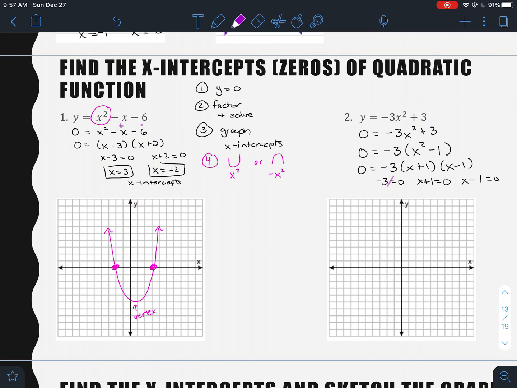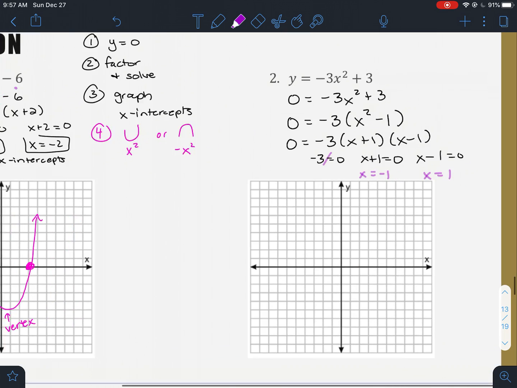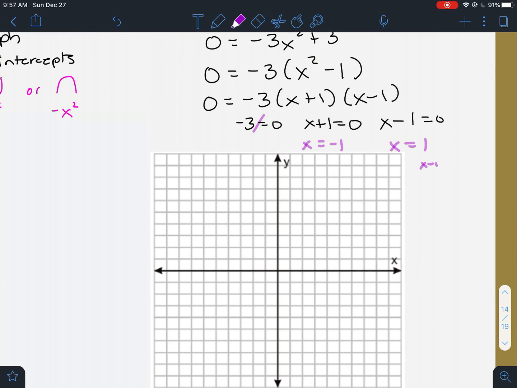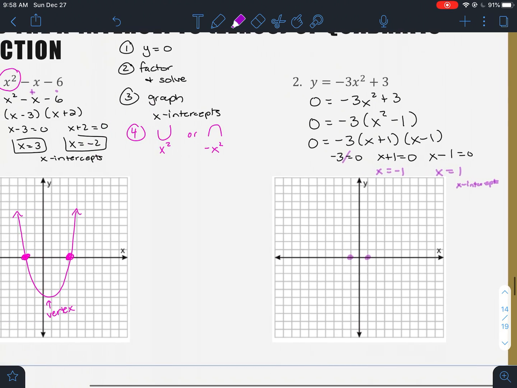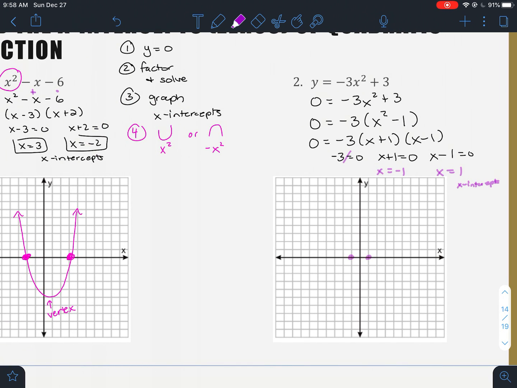So if I solve this, either negative 3 equals 0, x plus 1 equals 0, or x minus 1 equals 0. Well, negative 3 can't equal 0. So my other two solutions are x equals negative 1 and x equals positive 1. Those are going to be the x-intercepts. And so we have x-intercepts at negative 1 and positive 1. So that's where it's going to cross the x-axis.